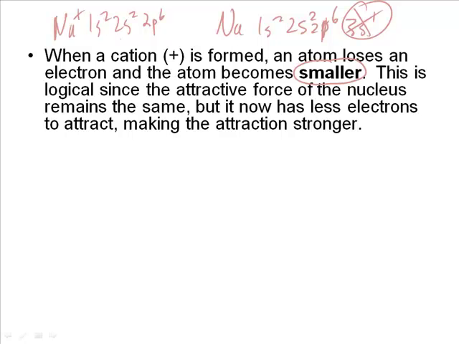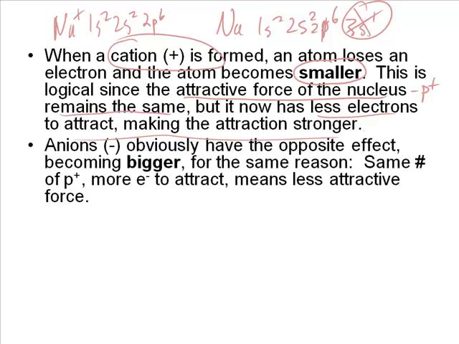So when a cation is formed, when you have a positively charged ion, the atom gets smaller because you now have less electrons to attract, but the same number of protons. So the attractive force of the nucleus remains the same, which again, protons, the same. But it now has less electrons to attract, which makes that attraction stronger, which will make the atom smaller.